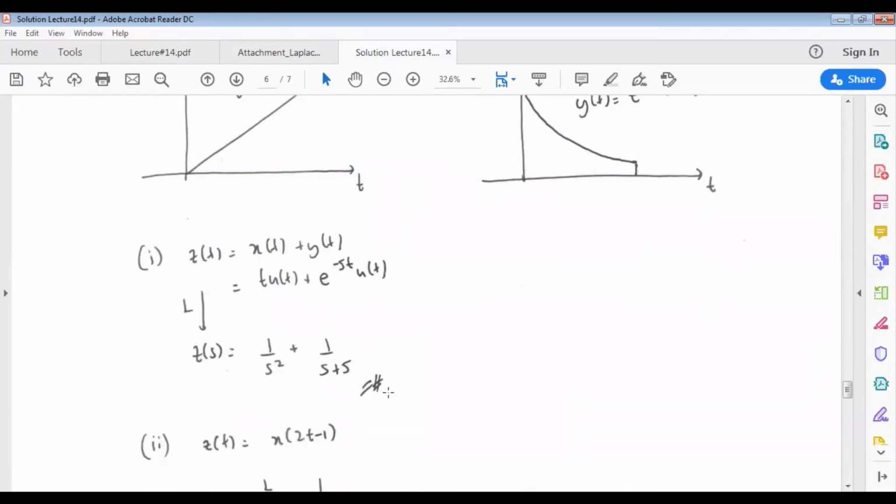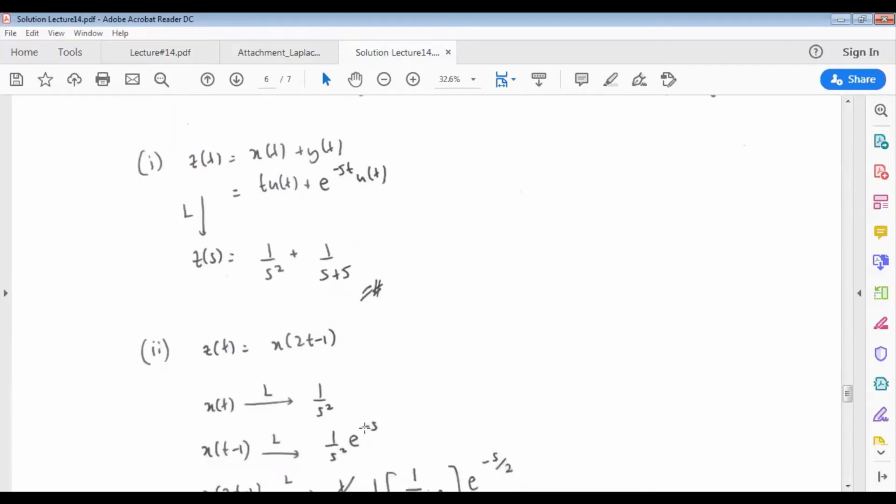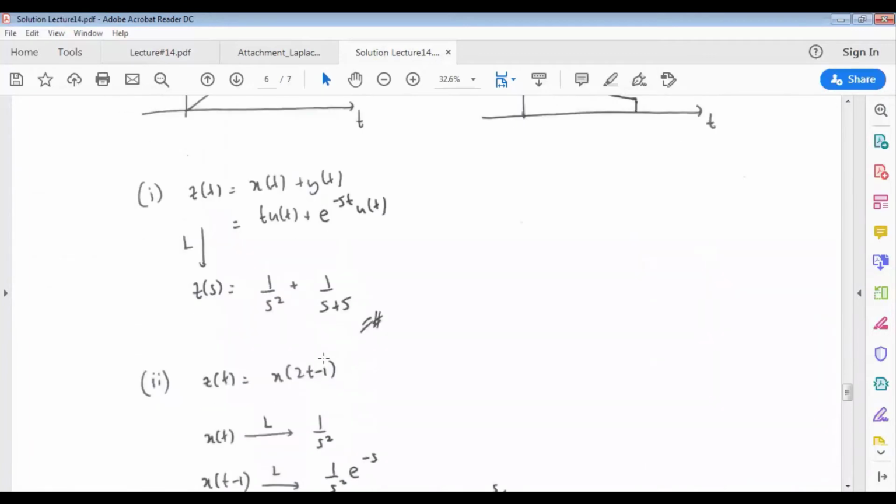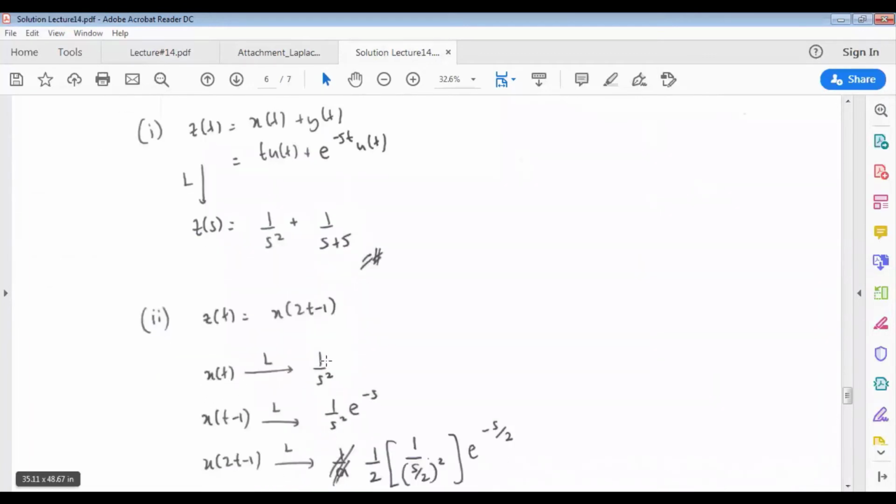The second example is to find z(t) equals x(2t minus 1). This is a case whereby x(t) experiences time shifting and time scaling. What we do is always proceed with the time shifting first. We know that for x(t) itself, which is a ramp function t u(t), the Laplace transform of x(t) will be 1 over s squared.